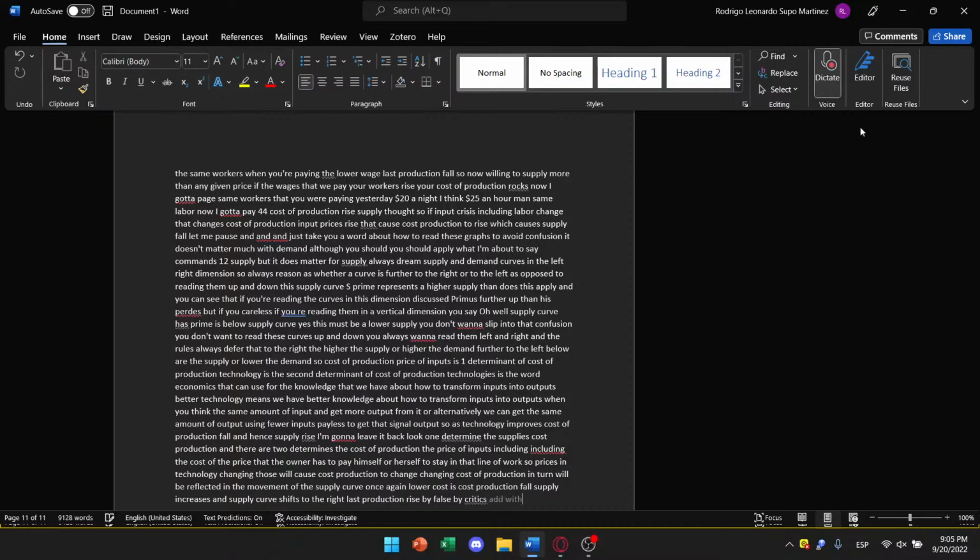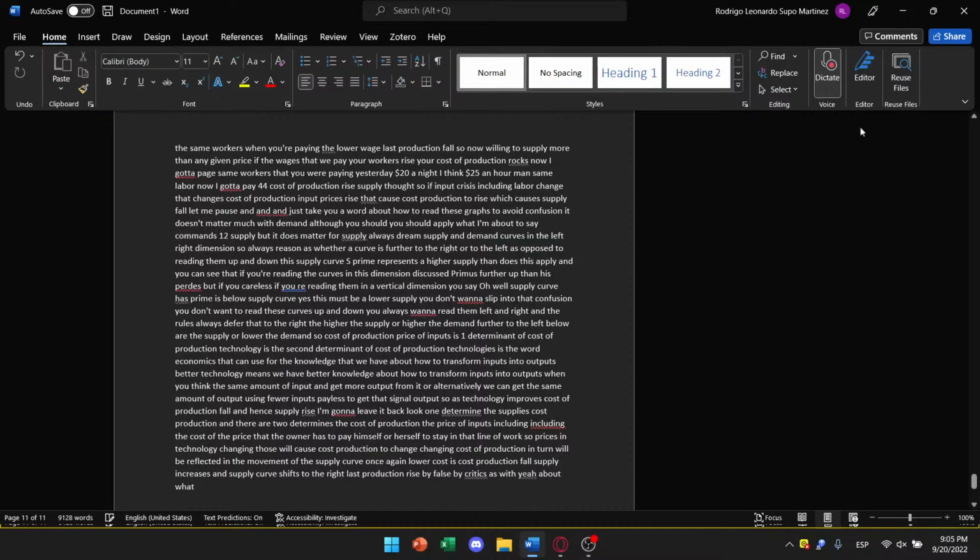As with, yeah. About what? Price of inputs. So cost of production is the only determinant of supply that we're talking about. There are two determinants of cost of production: price of inputs and technology. Got it?